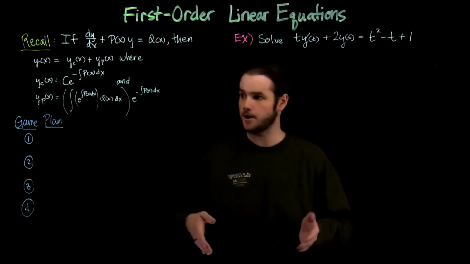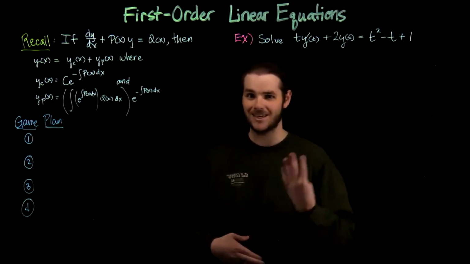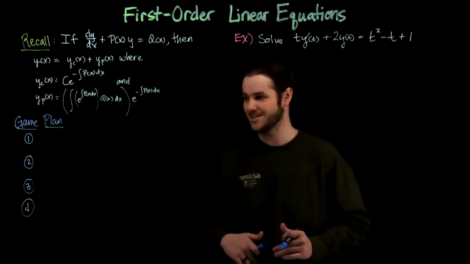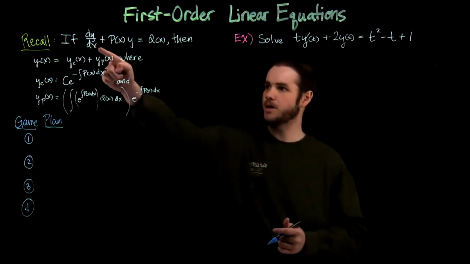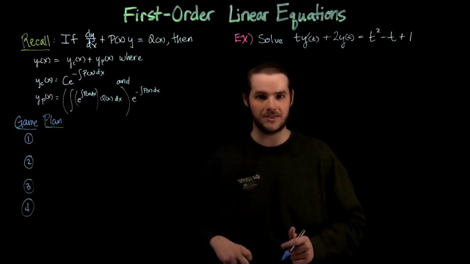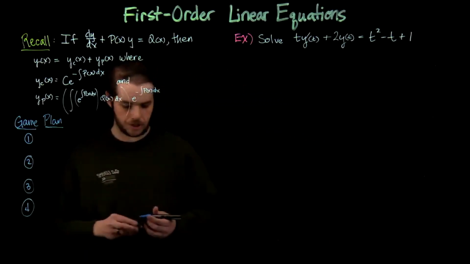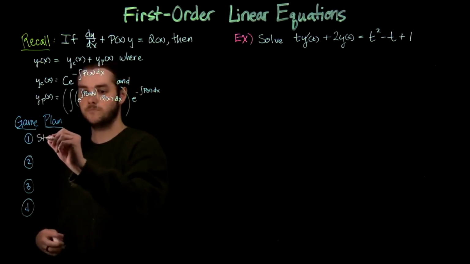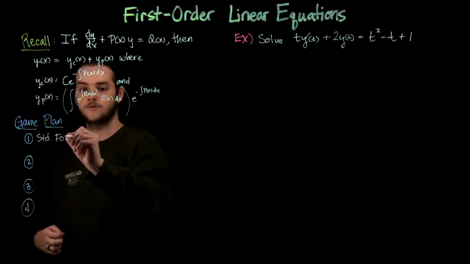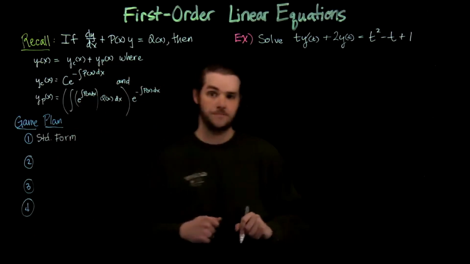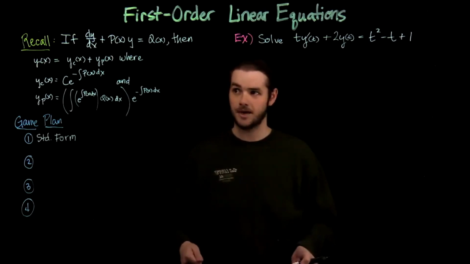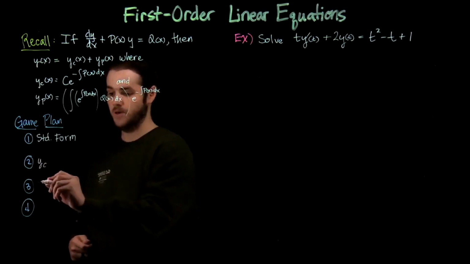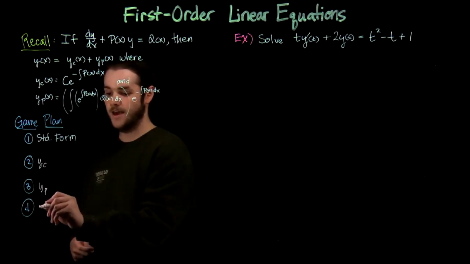But before we get started, I want to make a game plan for this because I think we can do it in 4 key steps. The first step is, I guess, kind of subtle, but do you notice I have the equation written in standard form? So I should start there, with standard form, so that all of my formulas work for me. Then I need to find yc, then yp, and then add them up.